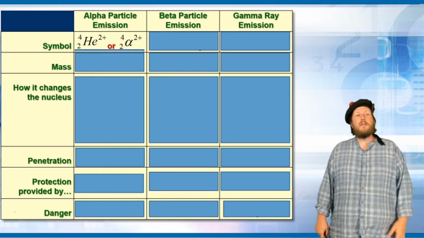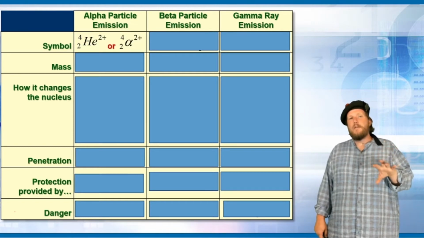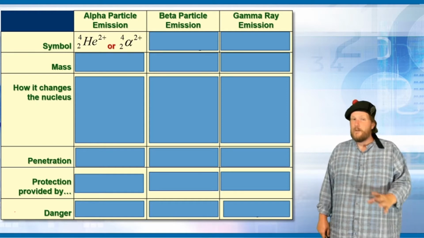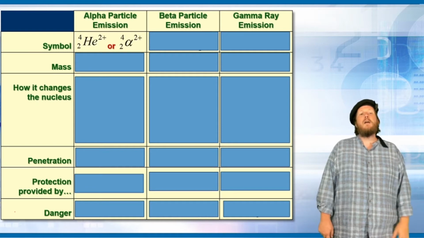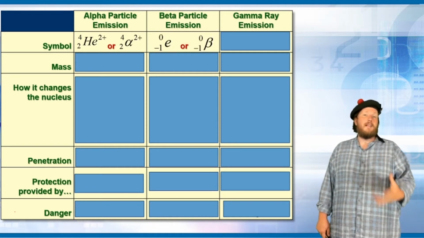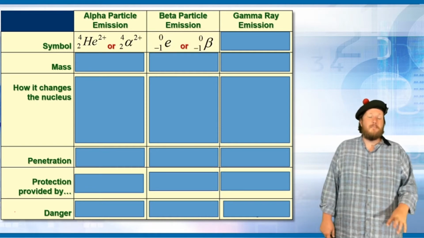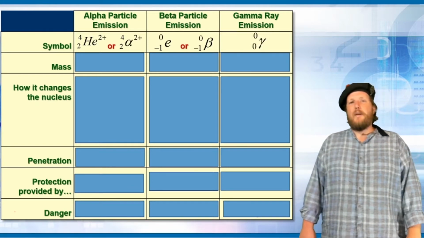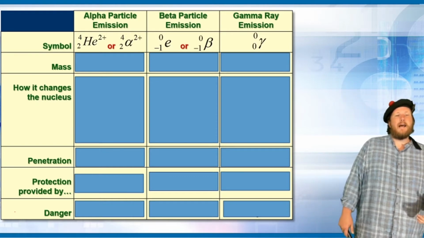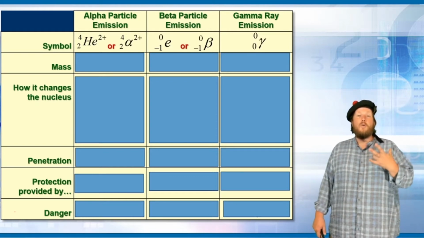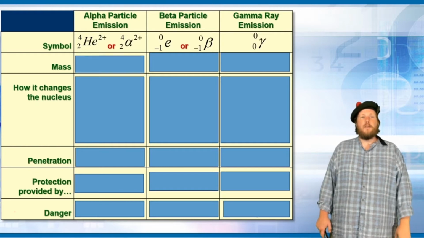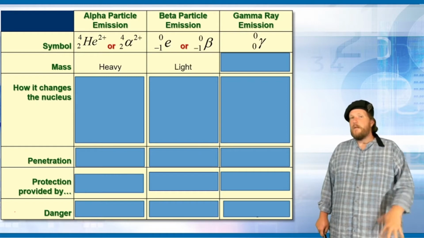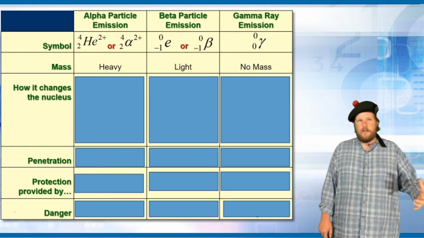So alpha particles are the helium nucleus with a 2+ charge, mass number of 4, atomic number of 2. There are no electrons there, it's just the helium nucleus. The beta particle is an electron. Very seldom does it use the beta symbol; it's mostly just the electron symbol, but it does go either way. Gamma ray has no mass and has no charge, no atomic number associated with it. The mass of the alpha particle is heavy relative to the others, the beta particle is light compared to the others, and the gamma ray has no mass compared to the others.